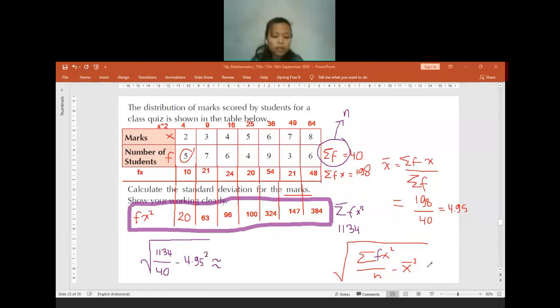Oh, yeah, we have to put square. Did you already put square in here? Sorry, this is x bar square. Did you already put a square on it? How many is it? Is it 1.96, or does anyone have a different answer from mine?